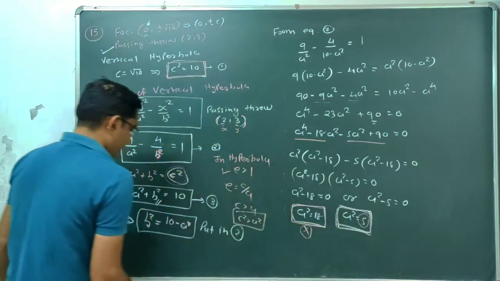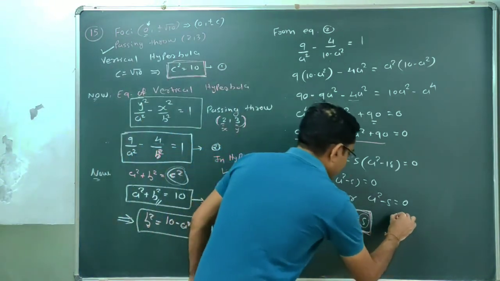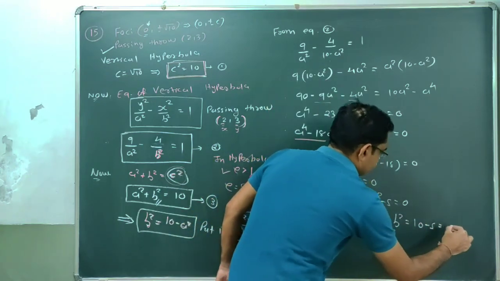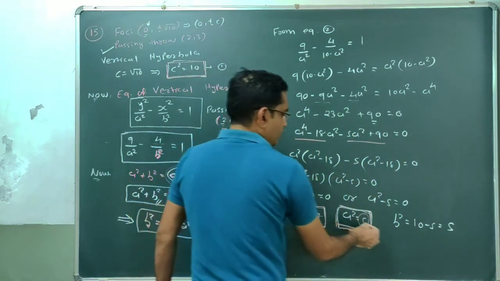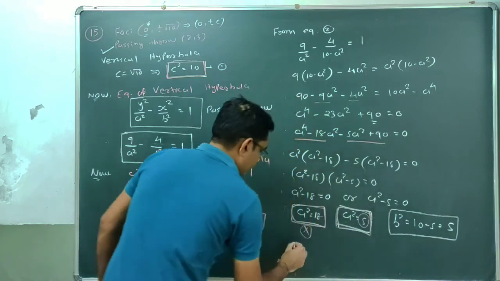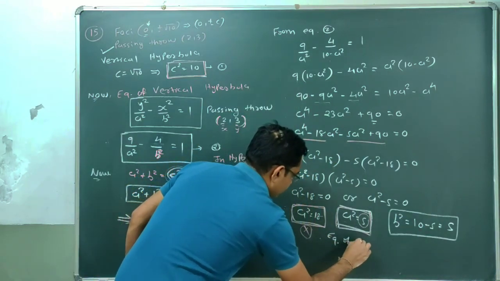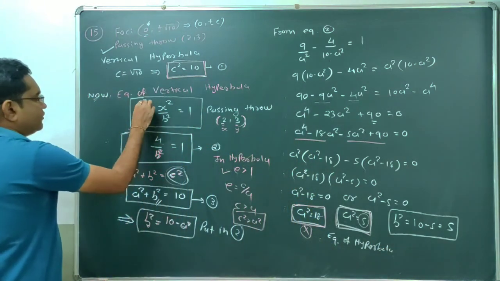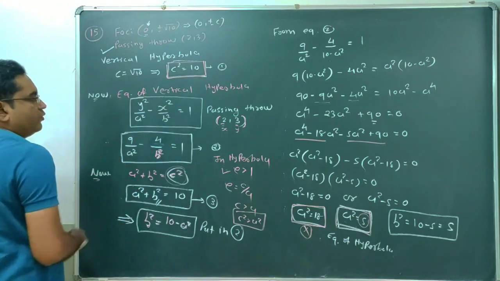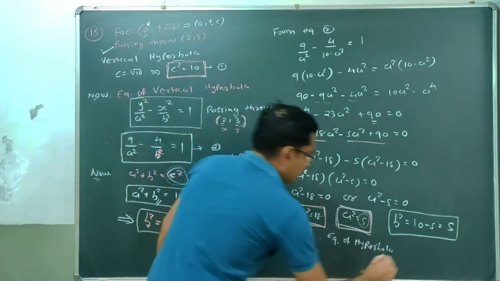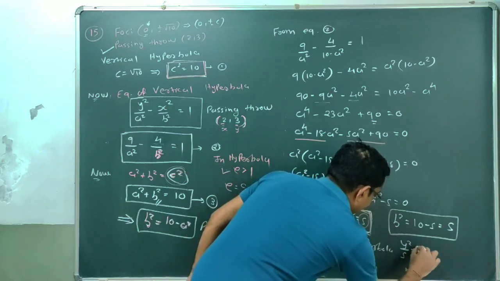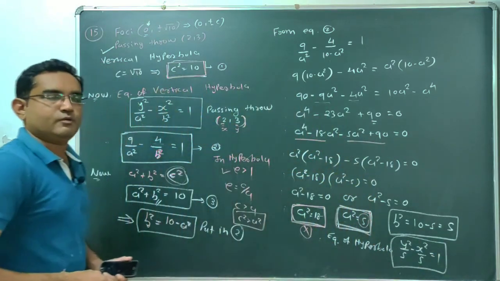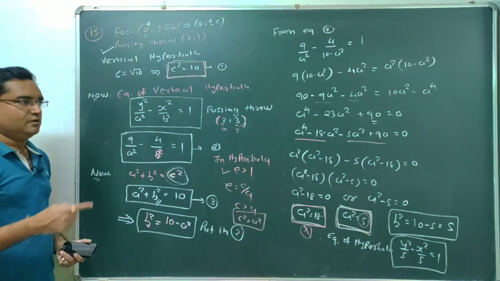Put this value of a square equal to 5 in this equation. So we'll get the value of b square. So b square is 10 minus a square. So 10 minus 5 is 5. Done. So a square is 5 as well as b square is 5, and therefore our answer is the equation of hyperbola. Equation of hyperbola is this one, y square by a square minus x square by b square equal to 1. a square is 5, so it's y square by 5 minus x square by 5 equal to 1. This is the equation of the required hyperbola. Clear, students? So now pause this video and note it down.